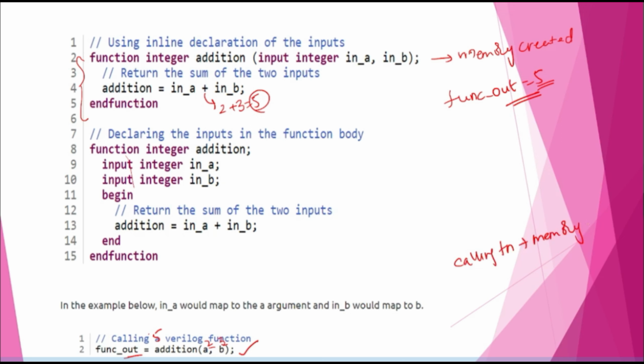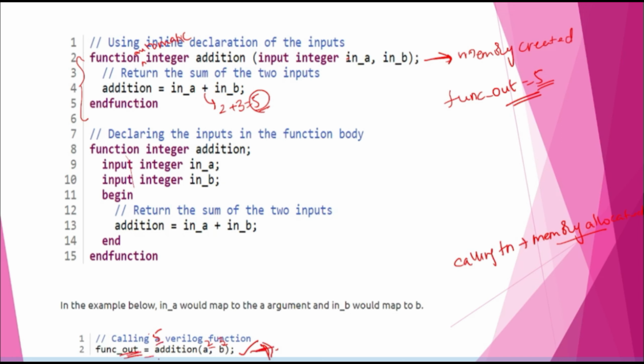So whenever the memory is created or allocated, it happens as soon as you're calling the function. If you are using the automatic keyword for an automatic function, the memory is allocated here, not here. In static, the memory is allocated here, but in dynamic, the memory is allocated whenever you're calling the function.